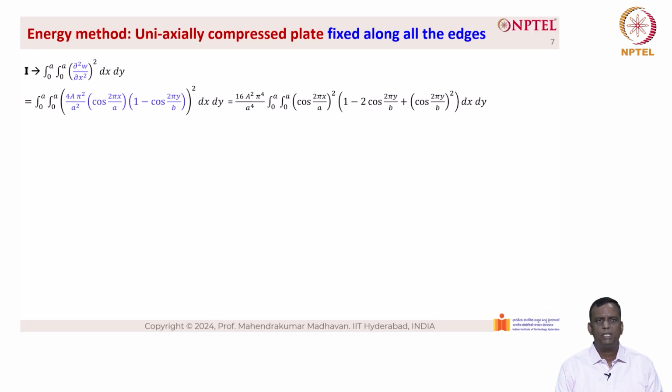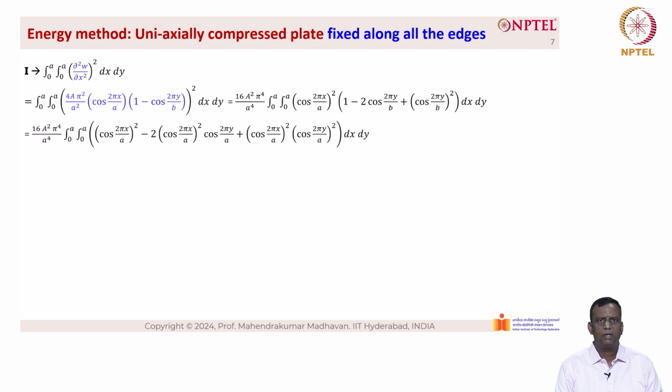What we have simply done is that the cos term basically remains the same. So cos 2πx/a becomes cos² 2πx/a because it is a square term. The next term, 1 − cos 2πy/b, is basically treated as (a − b) the whole square. So we have a² − 2ab + b², which is expanded and shown on the right hand side of the equation.